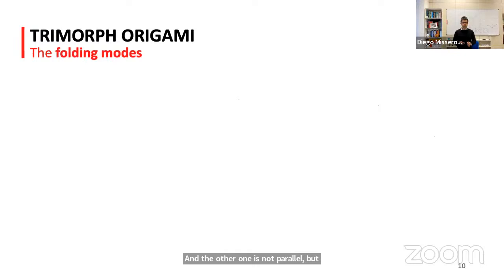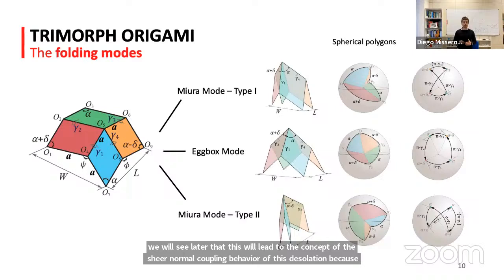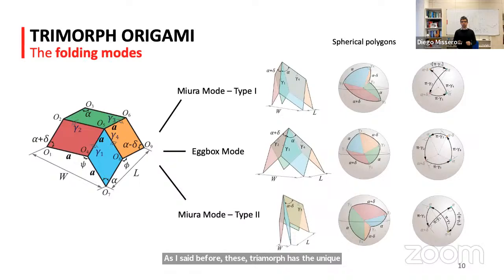As I said before, this triamorph has the unique capability to be continuously folded into three distinct modes along the kinematic path. Two of those are flat foldable and one is an Eggbox mode. As you can see here on the right, we have the spherical polygon and the Gauss map representation of this unit cell. I would like to remark that spherical polygons and Gauss map representations are a powerful tool to analyze the transformations of origami metamaterials. While the Eggbox mode projects a convex quadrilateral in the Gauss map, the two Miura modes project a tight bow shape, but in two different directions.